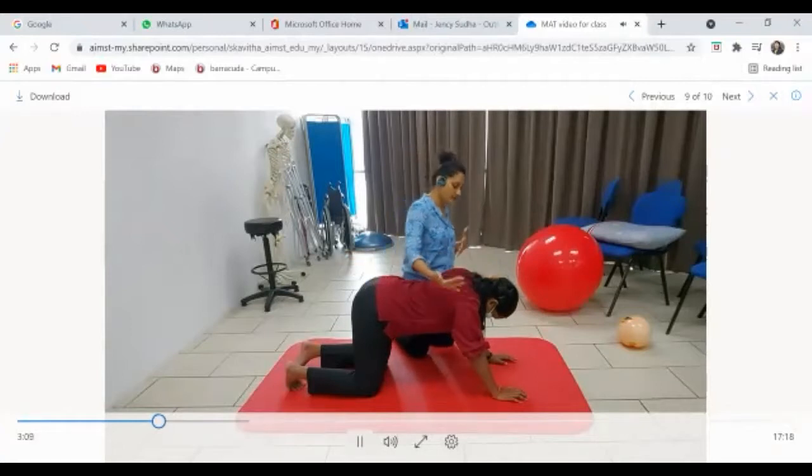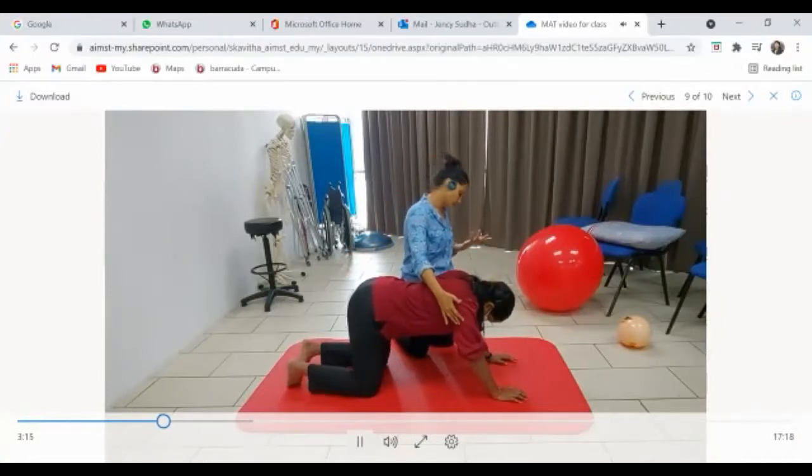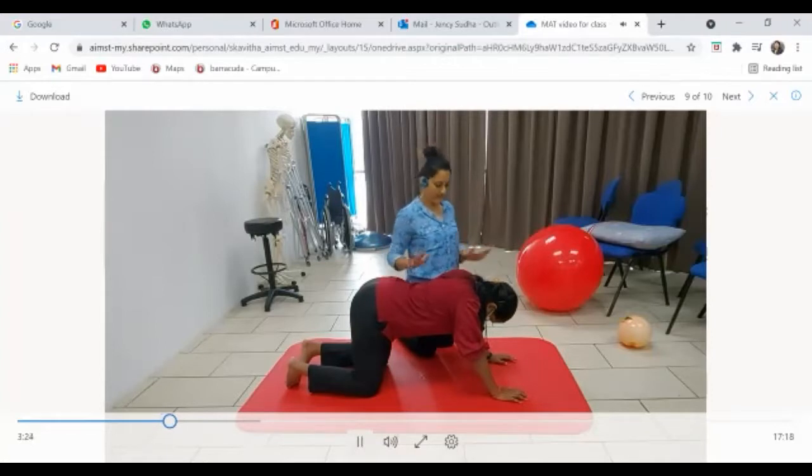If the patient keeps buckling, there's no point in this. You have to choose some other position. You have to get the control. So once the patient has good control, they can hold their position. So what else can we do? One is static stability, maintaining this position.